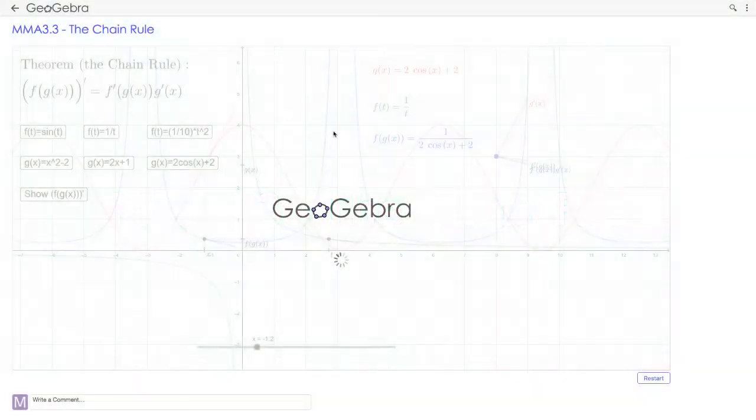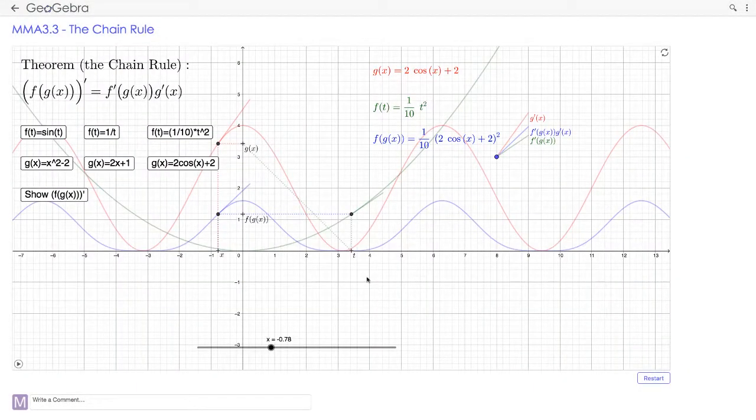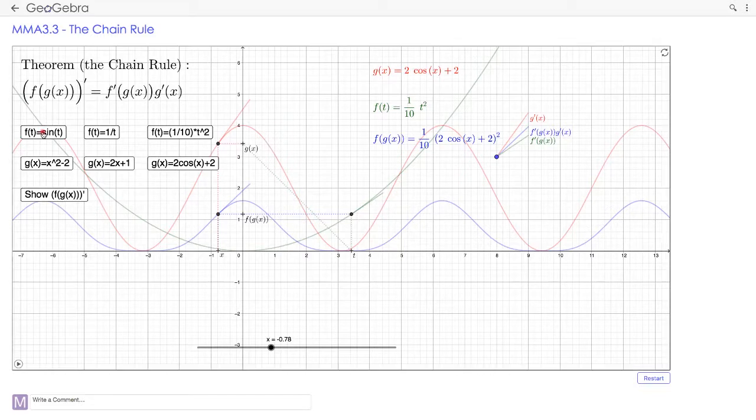Here we have to use what is called the chain rule. This looks complicated, and it somewhat is, but in some other sense it's not. So here I have different buttons that let me choose how my f function looks. Here I can choose my g function.